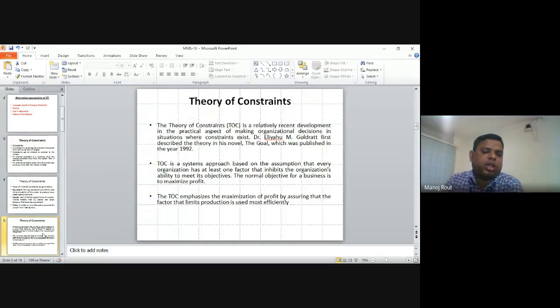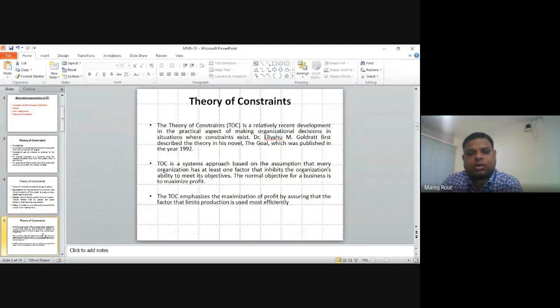The next part is that the theory of constraints is an approach based on the assumption that every organization has at least one factor that inhibits the organization's ability to meet its objectives. The normal objective for a business is to maximize profit. As I told you, nowadays the most important objective of every organization is to maximize profit. That is why, in India and across the globe, most manufacturing organizations are profit-making organizations. And they reduce the level of different constraints, whether internal or external.